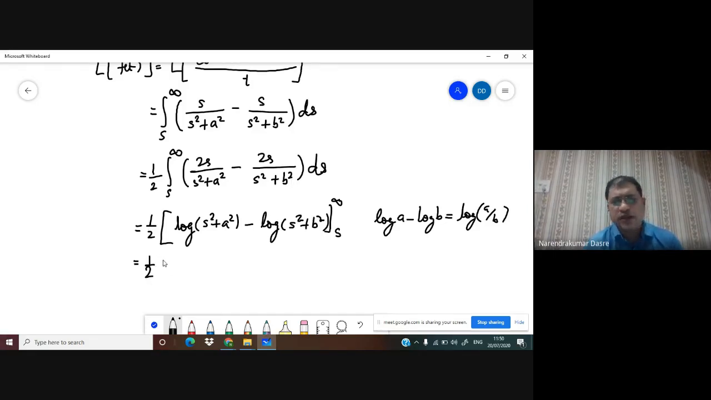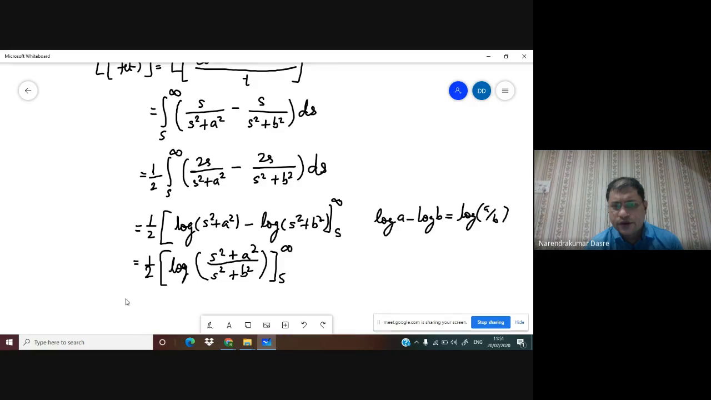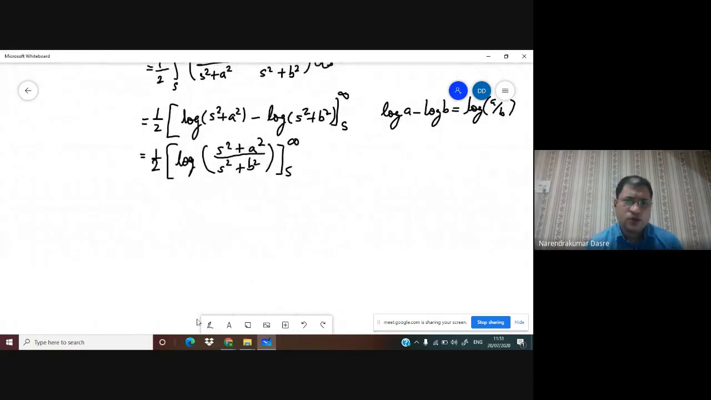Please don't be in a hurry to apply the limits. Because the moment you write here log of infinity, this will vanish. So this limit does not exist, and hence have the patience. So you'll be having log of s square plus a square upon s square plus b square, and you will be having limit s to infinity. Now, as in the previous case, I have taken this limit, so half of.